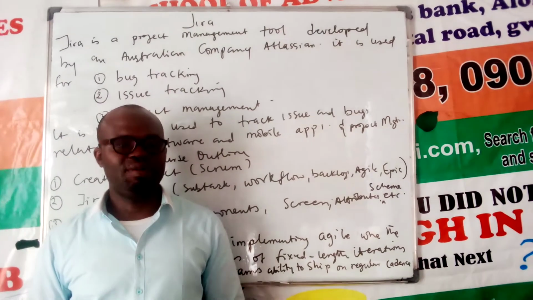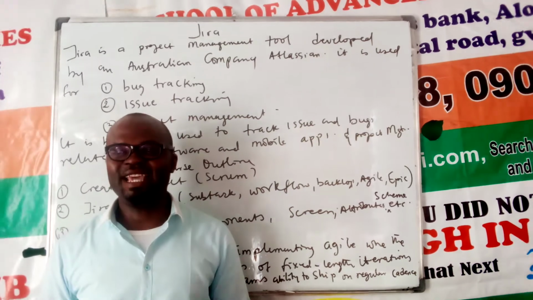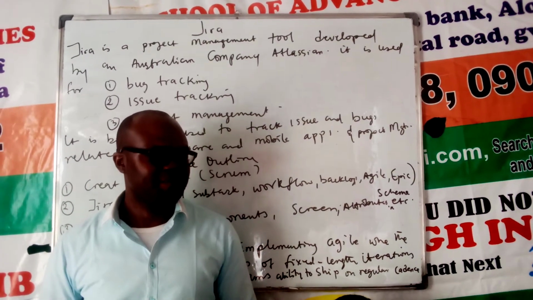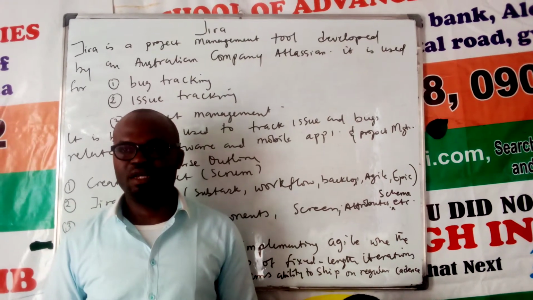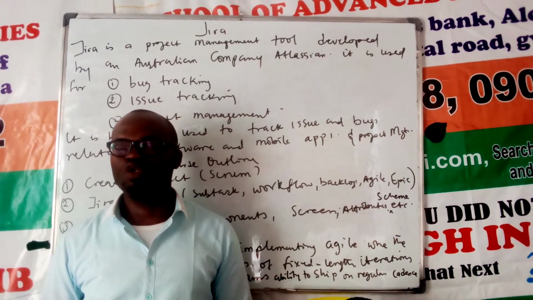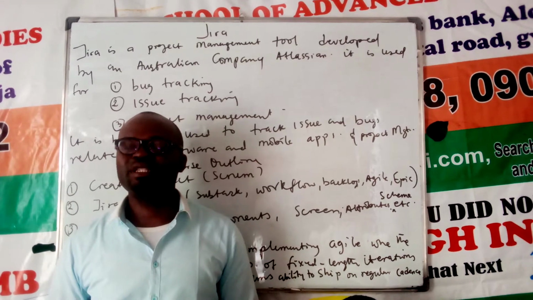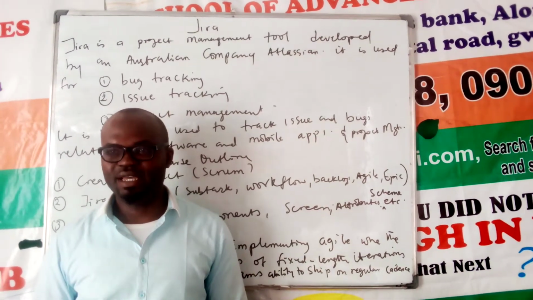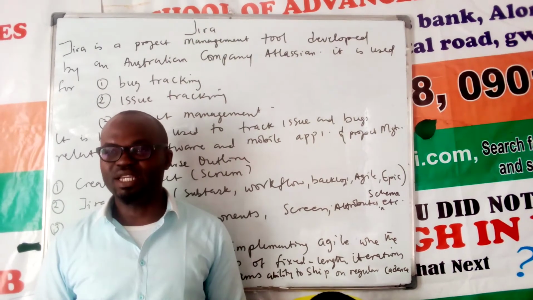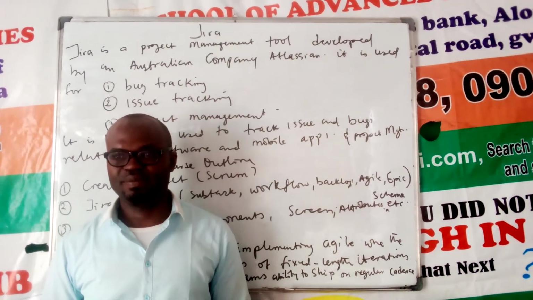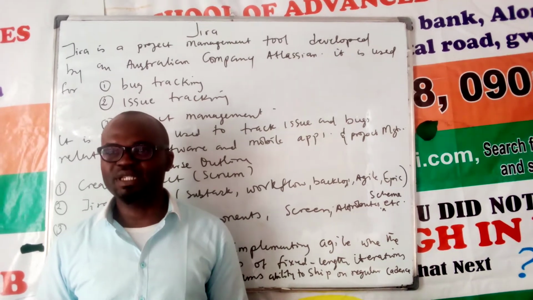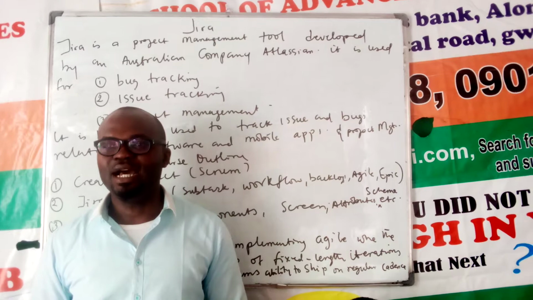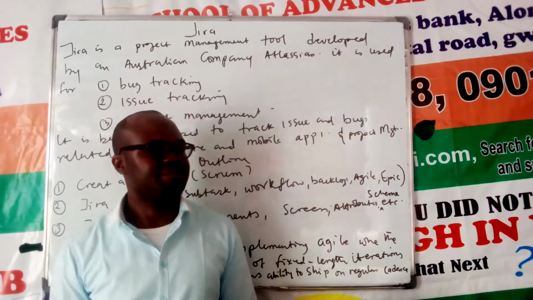Hello and welcome. Today we're going to be looking at a project management software known as Jira. So we're going to be learning how to use Jira. So what is Jira? Jira is a project management software made by an Australian company called Atlassian. Jira can be used in bug tracking, issue tracking, and for project management.